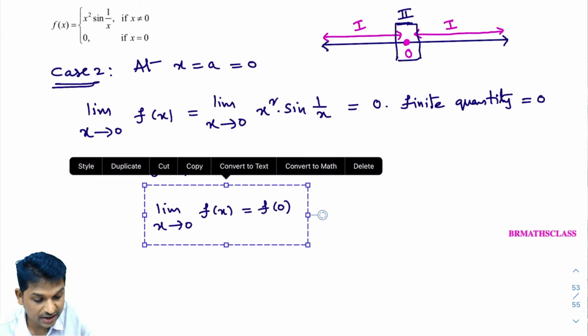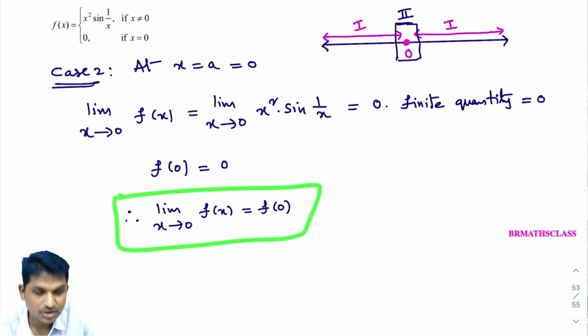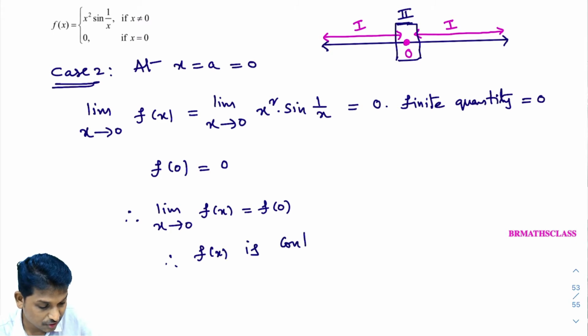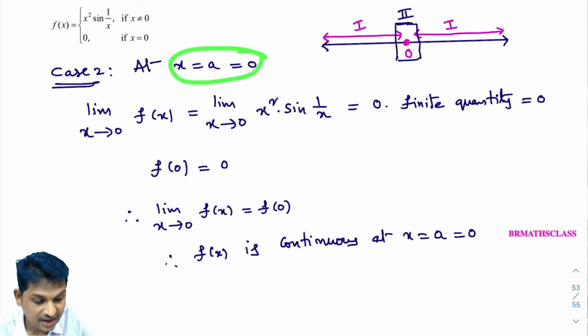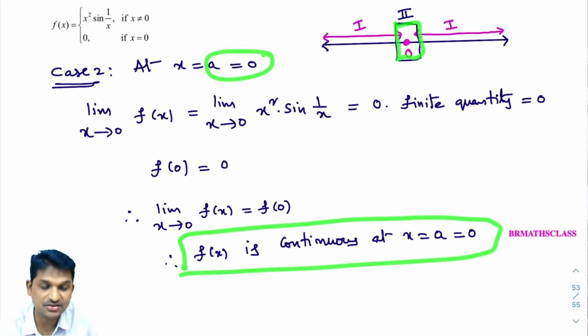So therefore, what did I get here? I got that the limit as x tends to 0 of f of x is equal to f of 0. From this what can I say? I can say that f of x is continuous at x equal to 0. Therefore, f of x is continuous at x equal to 0. x equal to a is 0 in this case. Okay. I checked the continuity in case 1 and I got that it is continuous. Now, I checked the continuity at a equal to 0 and I got that it is continuous at x equal to 0.